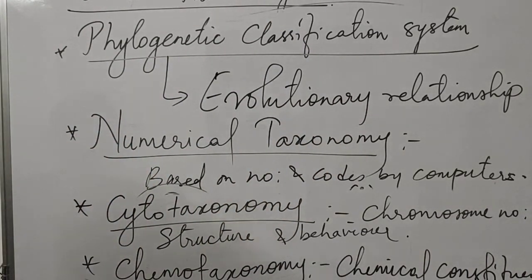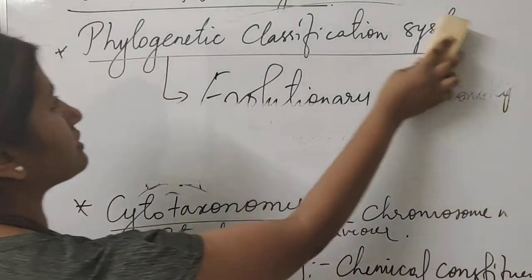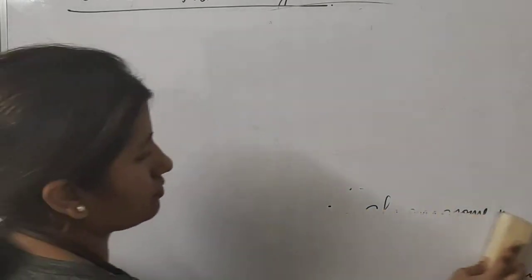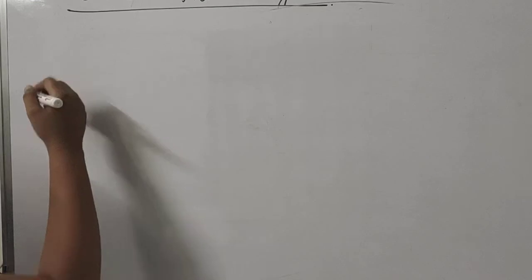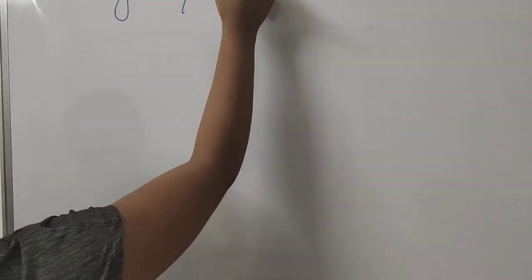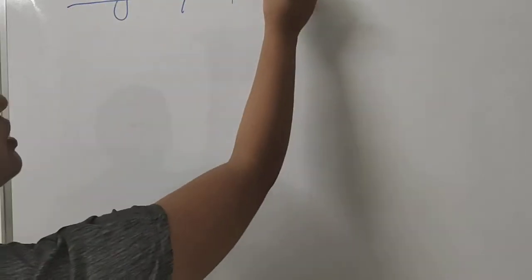Now in this chapter we will be learning the major groups of plants. The major groups of plants are algae, bryophytes, pteridophytes, gymnosperms and angiosperms. So first we will begin with algae.